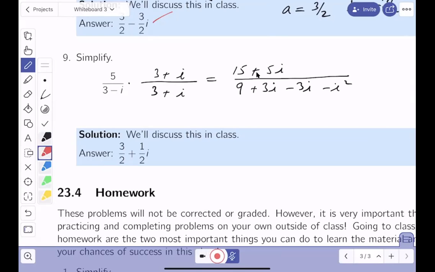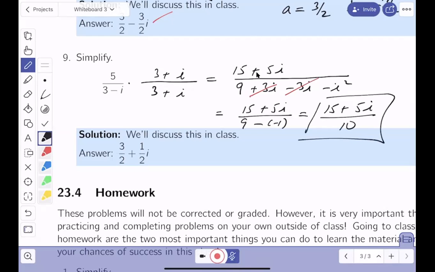All right, what's nice about this? Well, conjugates, the reason we use them is these guys in the middle disappear. And what do you get? Something pretty simple. You get 15 plus 5i, and at the bottom you get 9 minus a minus 1, which is 9 plus 1, which is 10. I have no objection to the answer, by the way. However, I want to write it the way most books would write it. 15 over 10 plus 5 over 10 i, and they would reduce it by 5. 5 goes into 15 3 times, goes into 10 2 times.